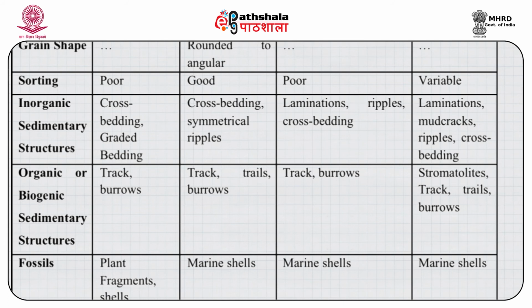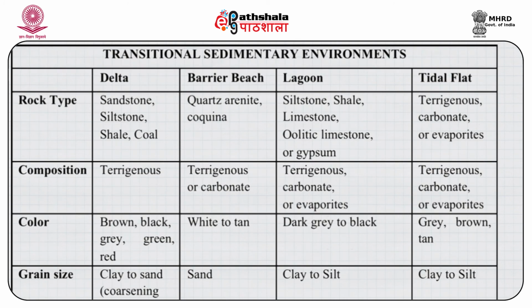These ripples, cross bedding is a common thing. Trails and burrows are expected. Marine shells are present particularly in lagoonal environment. Tidal flat, this is generally sandstone, siltstone, shale, calcilutite, dolostone, gypsum. These sediments are present. Terrigenous mostly, but carbonate and evaporite are also common.